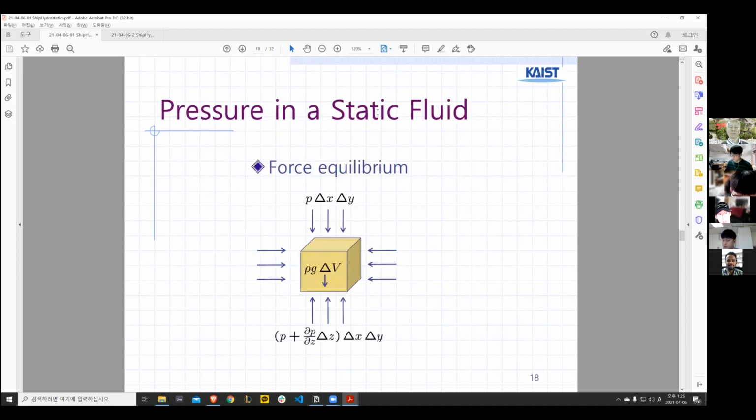And this is pressure in static fluid. If in equilibrium, then this part of force plus mass is the same as this part of force. So P delta X delta Y means pressure multiplied by this dimension. And also this part is pressure, and delta X delta Y, also this surface.